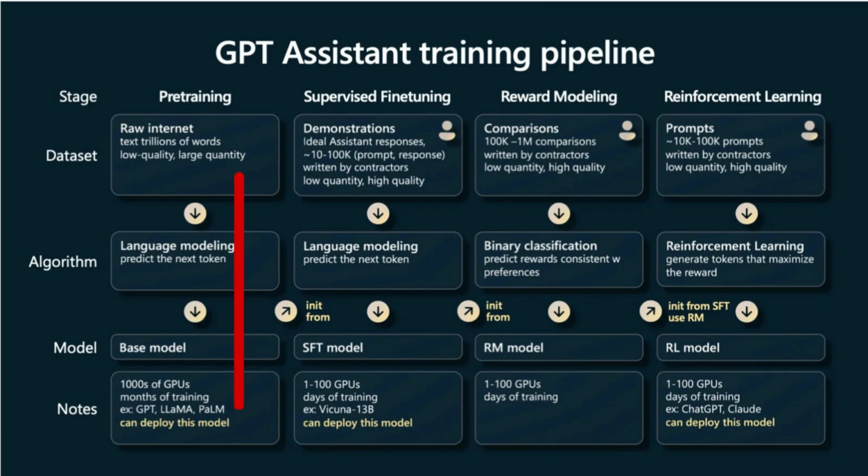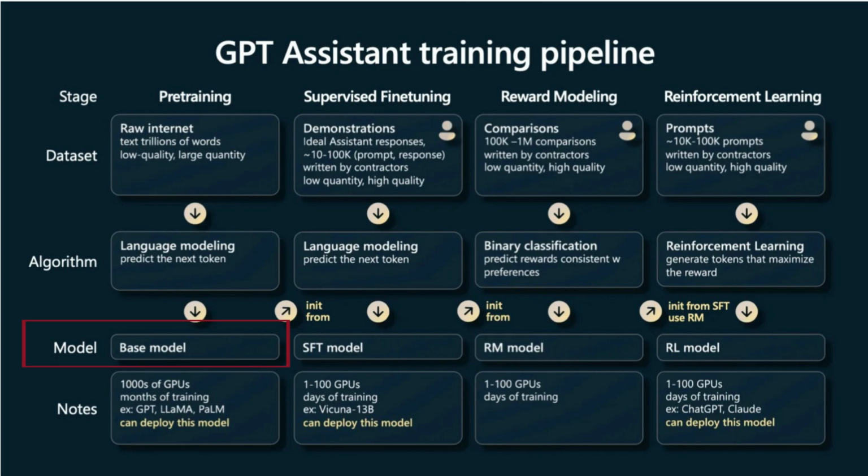Each stage has its own data set, specifically curated or prepared for that stage. Then there is an algorithm, or a specific training objective, used at each stage to optimize the model. By the end of each stage, you get a model that is further refined in the subsequent stages.